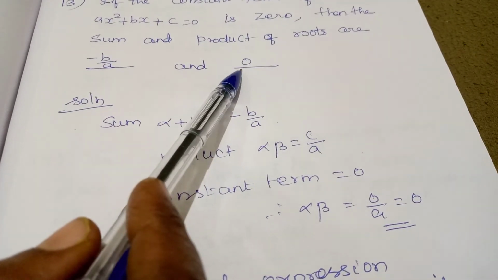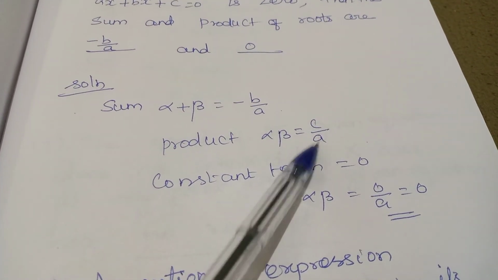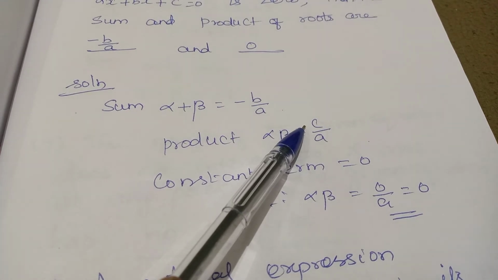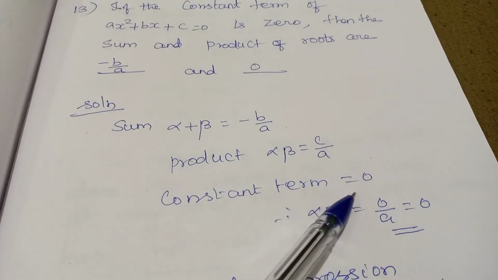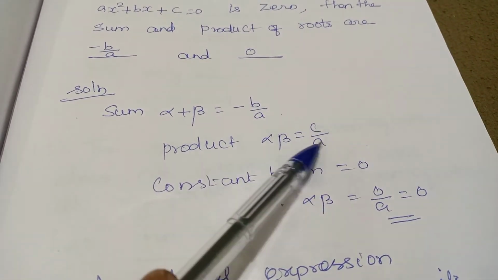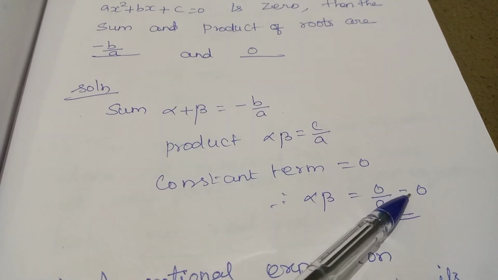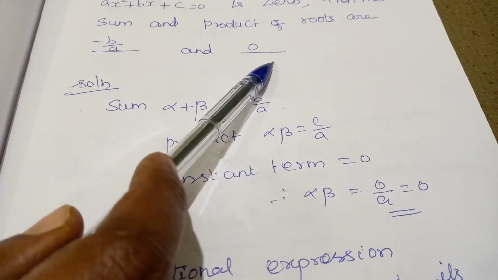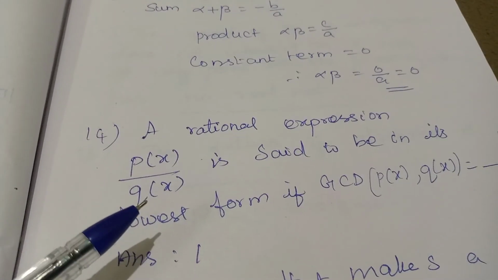So what is the second answer? Alpha into beta is c by a, is the formula. C means what? Constant term. Here what is given? Constant term is 0. So 0 by a. In place of c by a, we have to use 0 by a. What is 0 by a? 0. So what is the second answer? 0. Okay, understood? Now come to the next question.